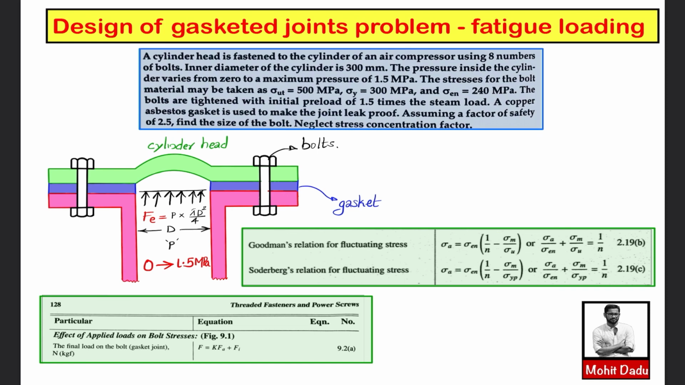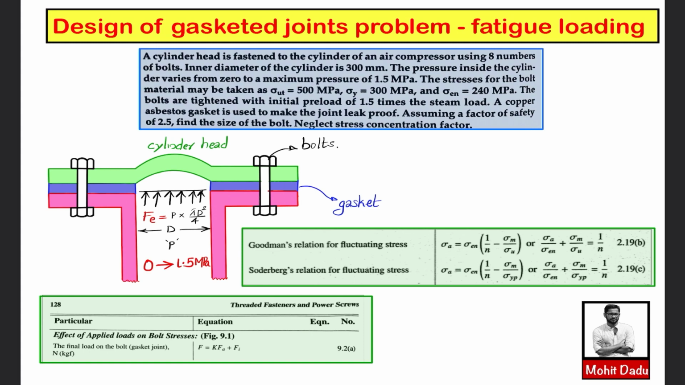The bolts are tightened with an initial preload of 1.5 times the steam load. Steam load means the load created due to the steam pressure, and if you calculate that value, then 1.5 times it will be the initial preload. That means tightening load. So you can use directly the expression for the tightening load here, and a copper asbestos gasket is used. So you can take the gasket factor corresponding from the data book, and you have to take the factor of safety of 2.5 for all the properties mentioned. Then you have to find the size of the bolt.